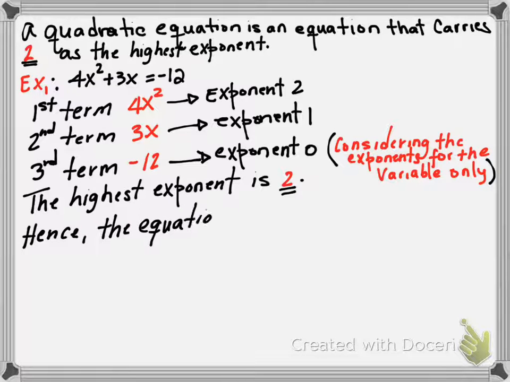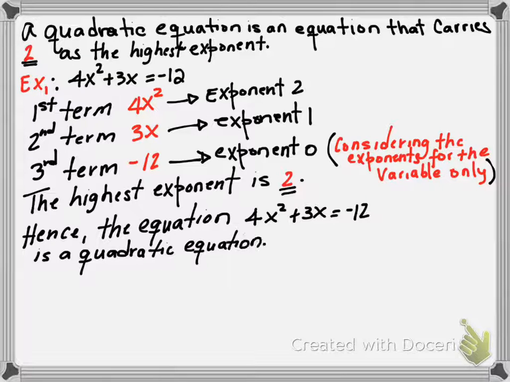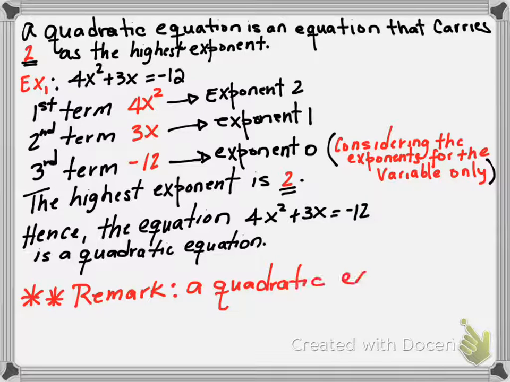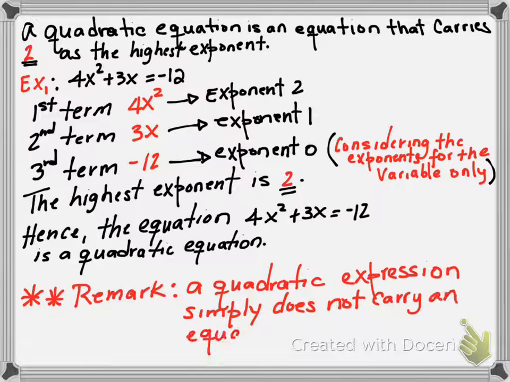Now, this is what I want you to notice, that the same applies to an expression. An expression simply does not have an equal sign, such as the example provided. 3x squared plus x minus 7 is a quadratic. The highest exponent is 2. The difference here is that it is an expression and not an equation. All right.